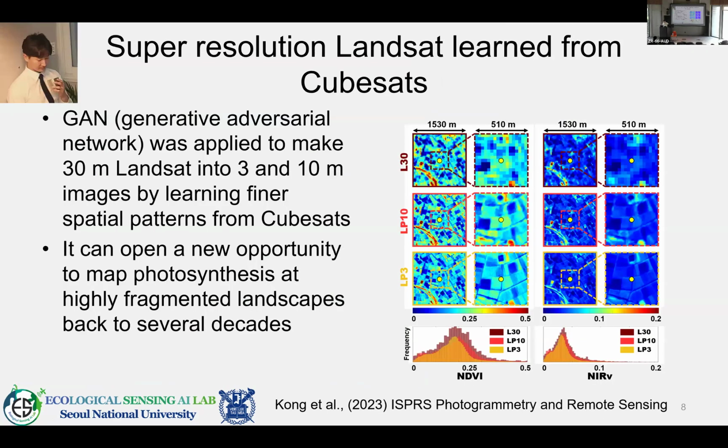And now, because there is also the PlanetScope data set, and also the long-term Landsat, we generate long-term 3-meter Landsat images by using the double GAN model. So it is now possible to reconstruct historical Landsat data sets at 3 meters. Then I think we can do even better jobs using, for example, the 1990s Harvard Forest. There is a flux tower data set, and we can use the 3-meter imagery.